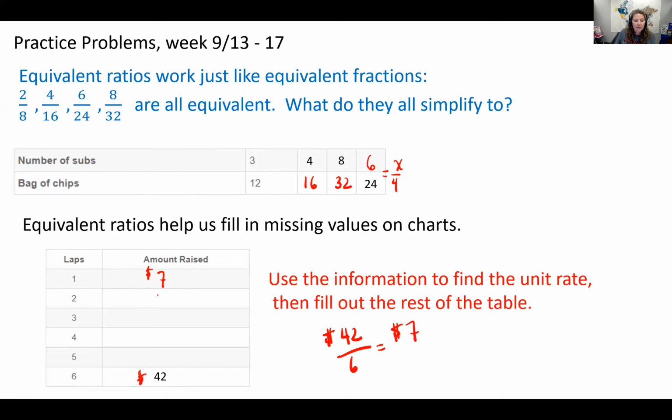If I took 2 laps, I raised $14. 3, you guys fill this out before I do, please. That'd be 21. 4, that would be $28. And 5 times 7 is 35. So we filled out these numbers based on our unit rate. How many for 1? How much money per lap?